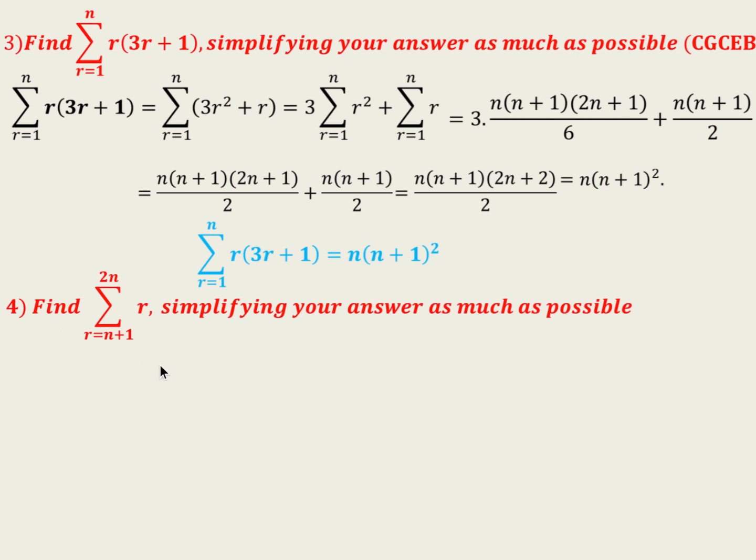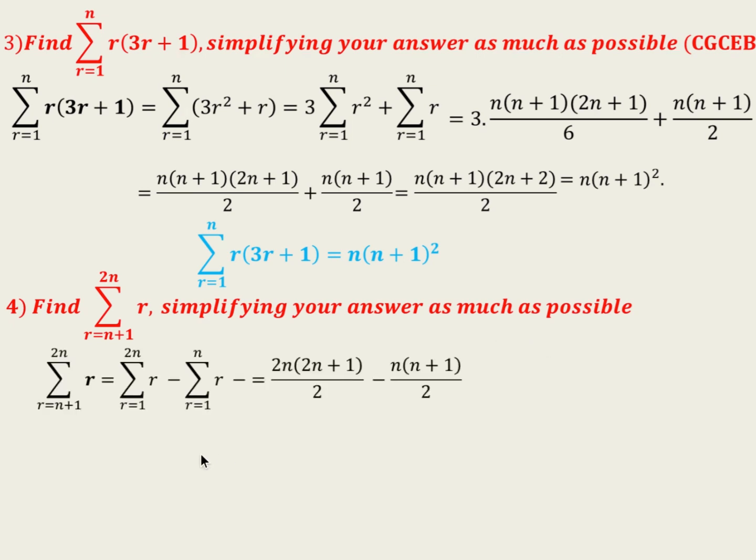Another GCE question: find summation from r equals n plus 1 to 2n of r, simplifying your answer as much as possible. Again, we have to note that the lower limit is not 1, and so to apply the standard formula, we have to manipulate by having summation from r equals 1 to 2n of r minus summation from r equals 1 to n. That means the next lower integer of n plus 1, which is obtained simply by subtracting 1 from n plus 1. So when you subtract 1 from n plus 1, you get n.